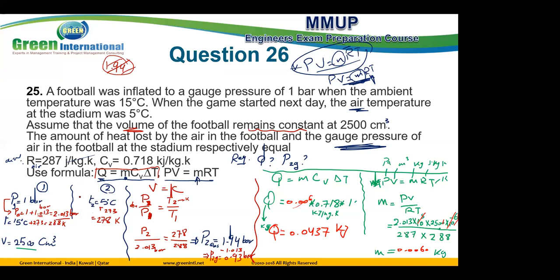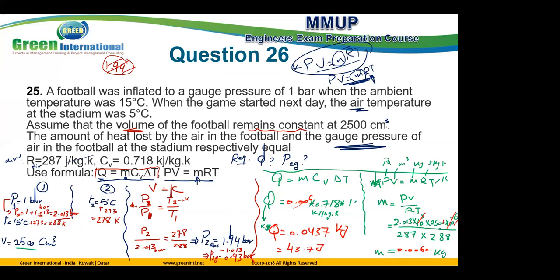The answer here, when I press now, you will see it in joules. So multiply by 1000 to get it in joules. So it equals 43.7 joules. Okay.